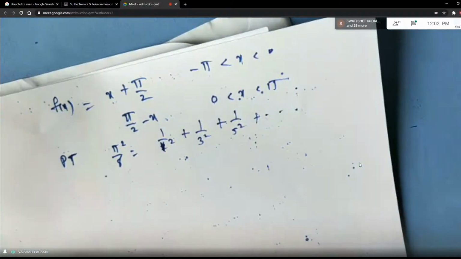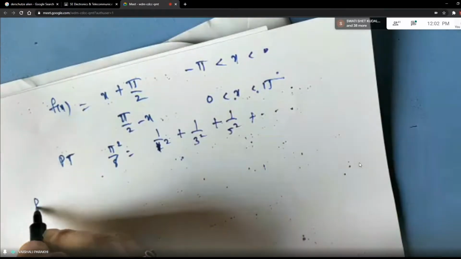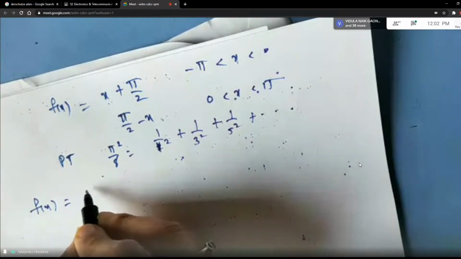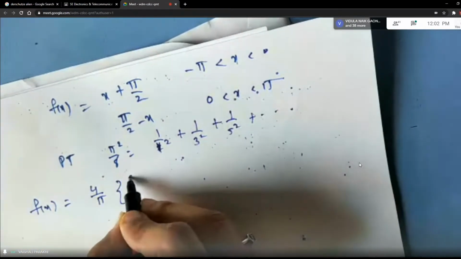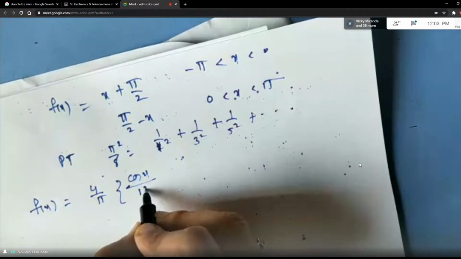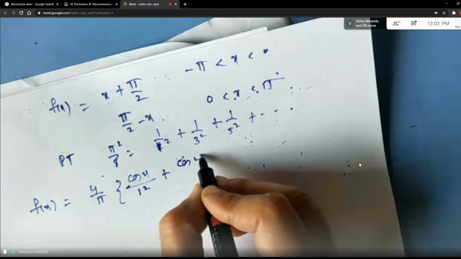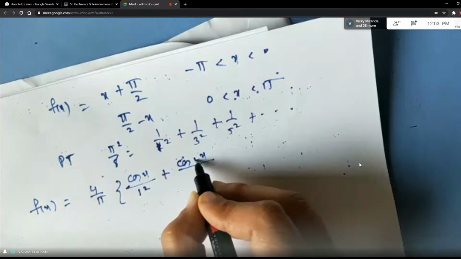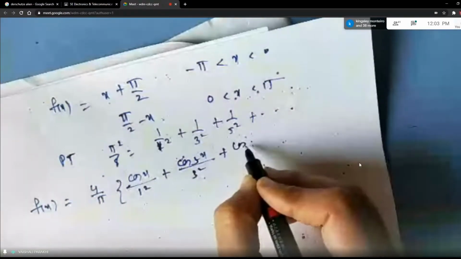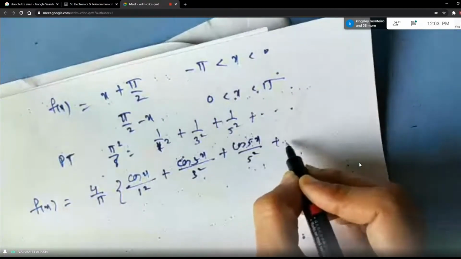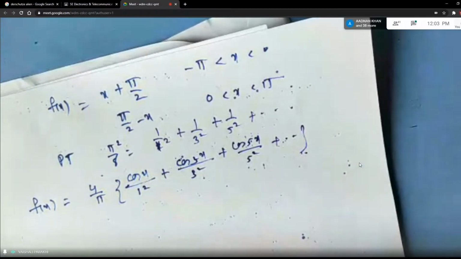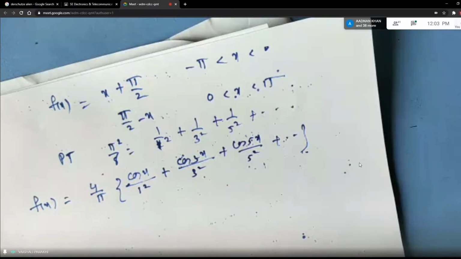Right? And what is our Fourier series we got just now? It is f(x) is equal to 4 by pi [cos x by 1 square plus cos 3x by 3 square plus cos 5x by 5 square]. So only odd terms are remaining, see, because for even terms your numerator becomes 0. So this is our Fourier series, right?